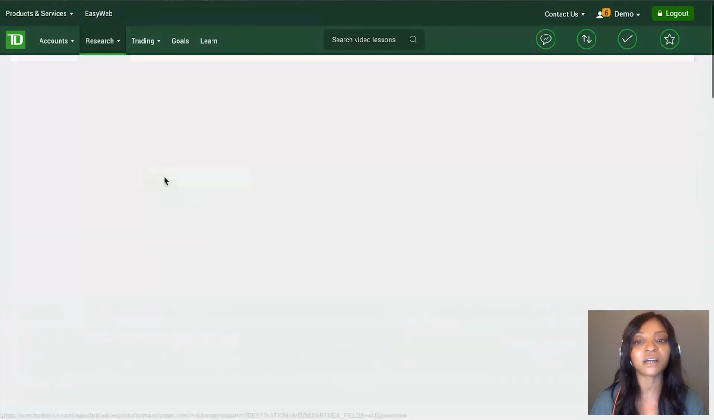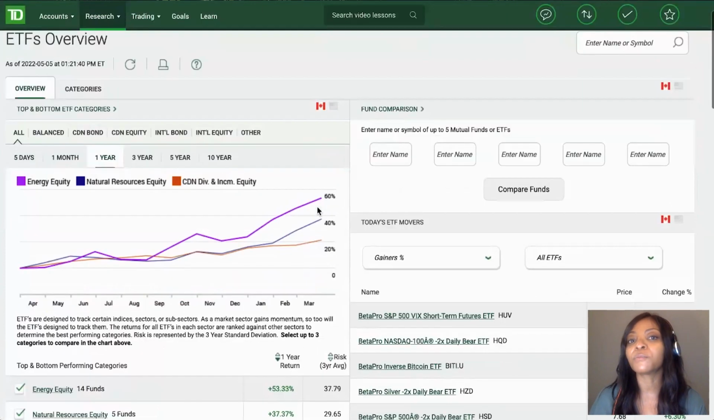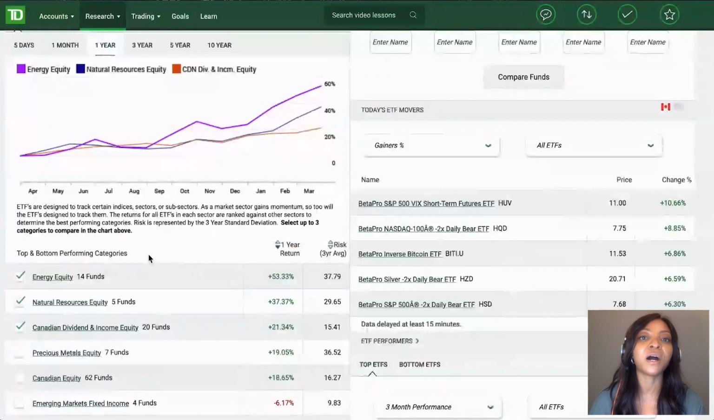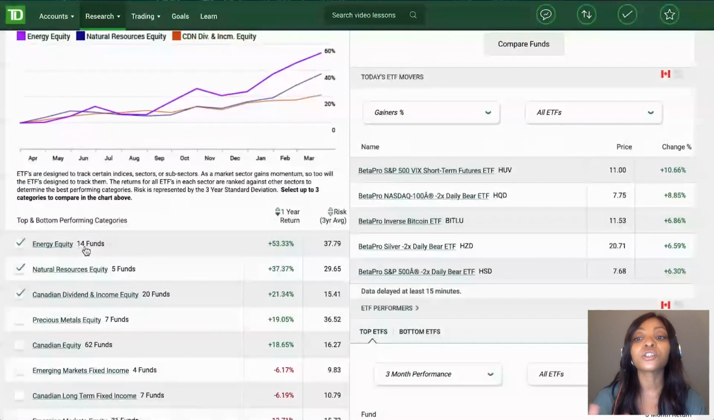Let's start with ETFs. Now, once on this page, on the left side of this page, an investor could actually find the top and bottom performing categories. These categories will be made up of funds that have similar objectives or similar holdings. So, for instance, if I was searching for the best categories to start off with, I'd be able to see that the top performing category in the last 1 year for ETFs would be energy holding ETFs, and there's 14 of them.